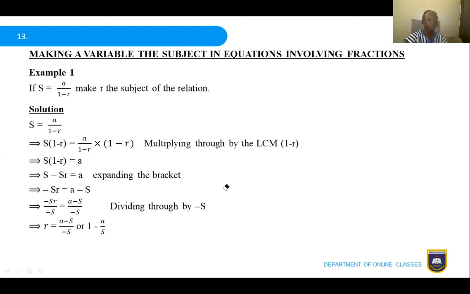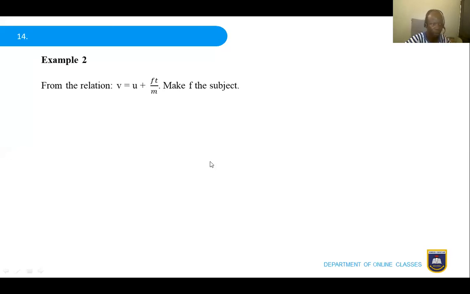Let's move to the second example. Using the same method, let's see how we can solve the second one. Example two. From the relation V equal to U plus FT over M, make F the subject. Everybody should try this, please. When your answer is ready, you raise your hand so that I can call you.